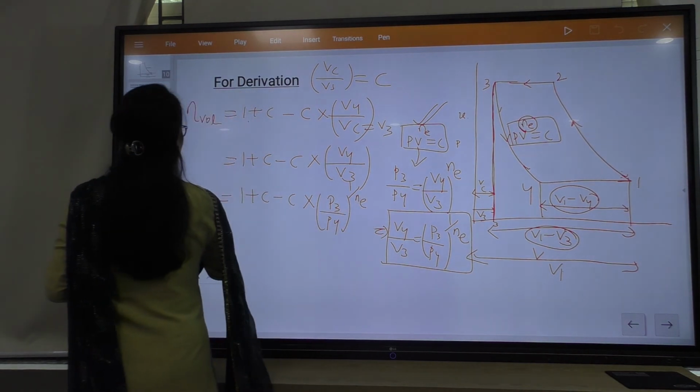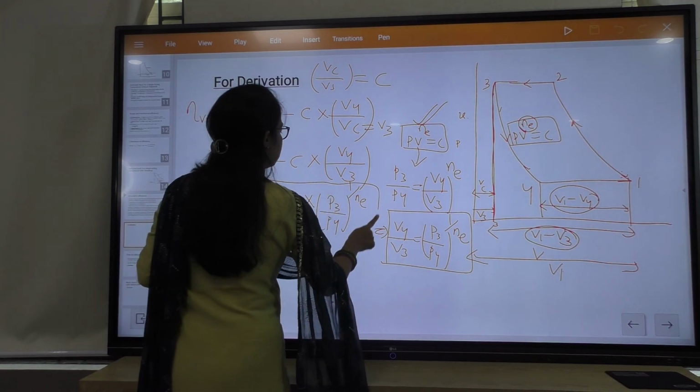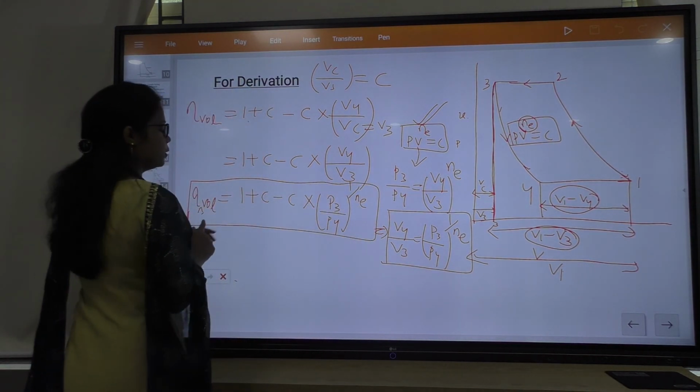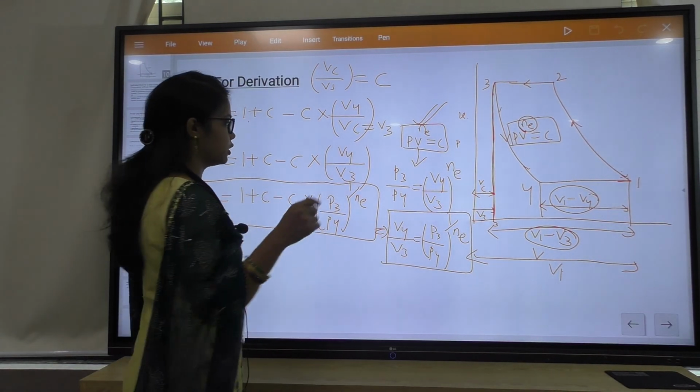This is the formula of volumetric efficiency. 1 plus C minus C into P3 by P4 to the power 1 by Ne. Again we will simplify.